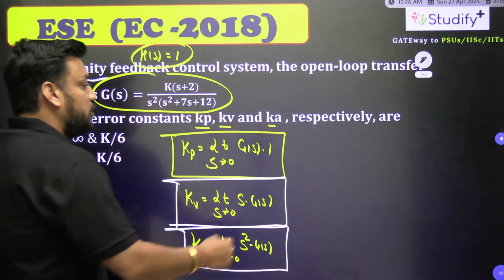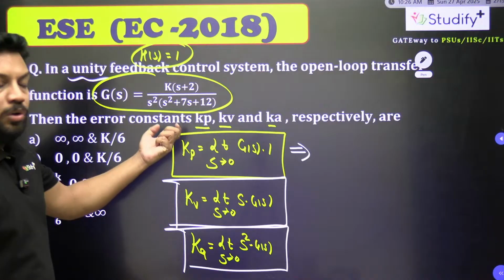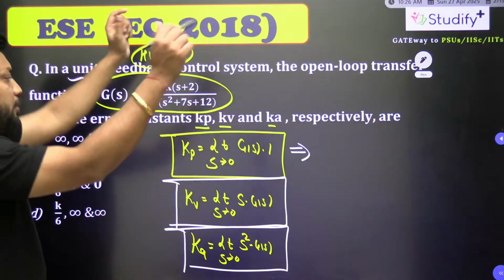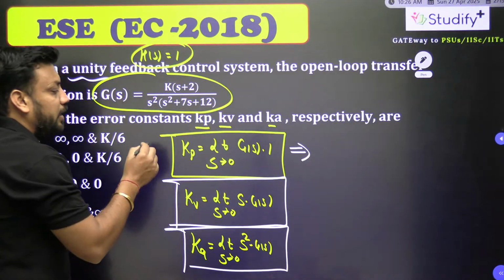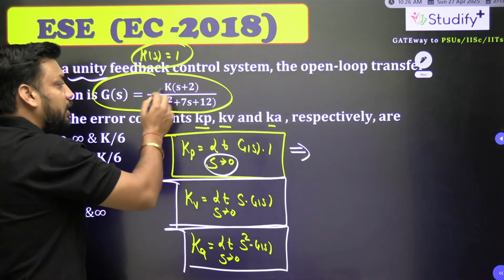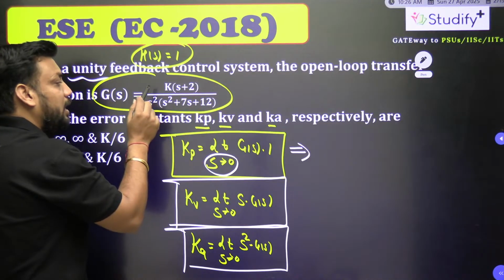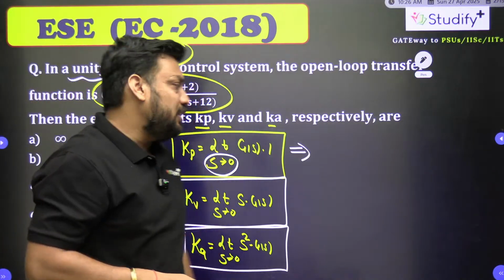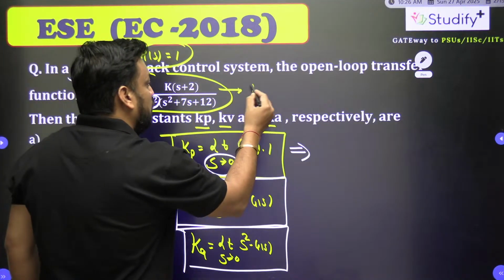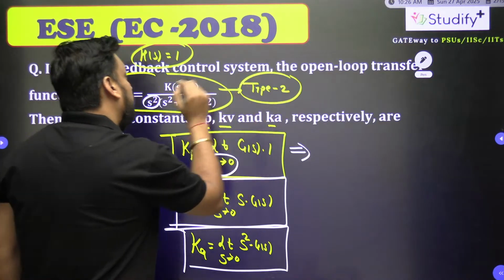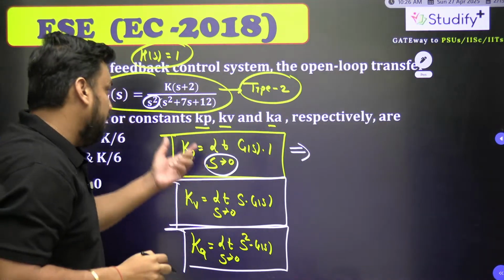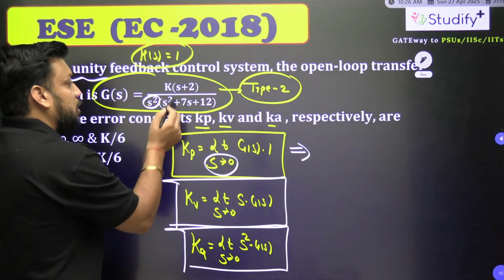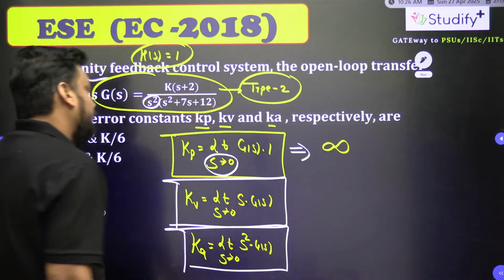Now tell me guys, just use your presence of mind and solve this verbally. No need to put the values here, because by simple concept we can say that limit S tends to 0 means wherever there is S we put S equal to 0, and we can clearly observe that the S square dominates in the denominator. The system is type 2, two poles lie at the origin, which makes the denominator term dominate. Even if I put S equal to 0, it is something into 0 upon 0, which is infinity. So Kp value will be infinity.